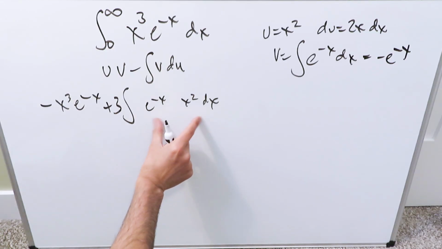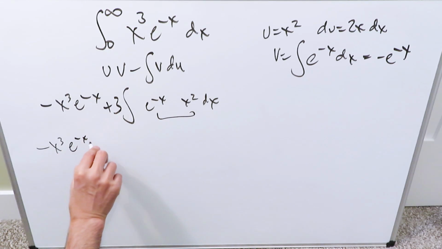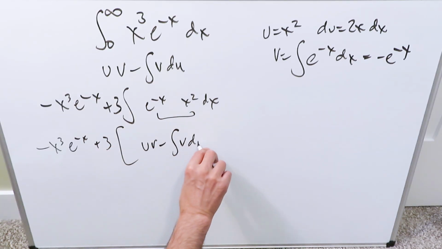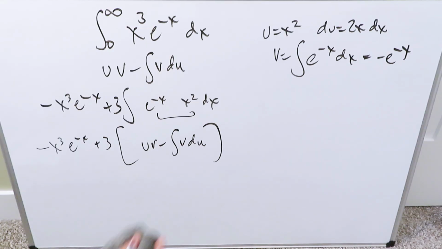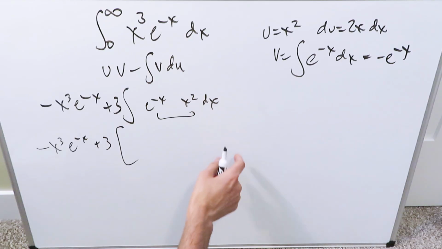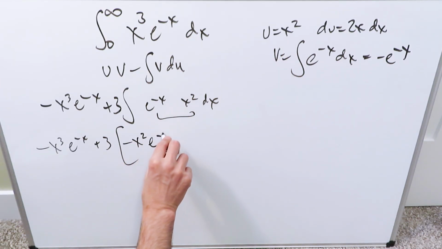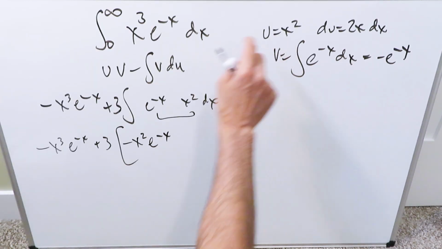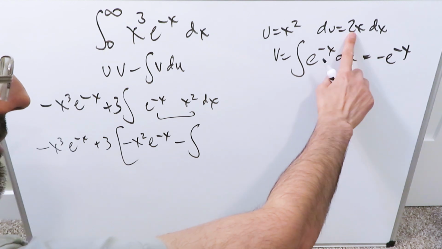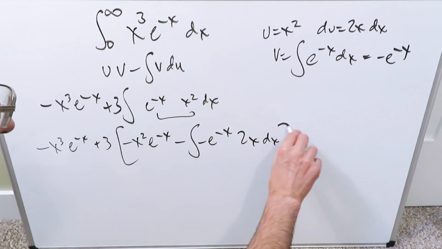Now we do another round right over here. I have here minus x cubed e to the minus x plus 3, and then I'm doing here uv minus integral v du, and you know that. But for convenience sake, let's remove this and bring in the substitutions. uv, I have a u and a v. There'll be a minus x squared e to the minus x. Same thing, minus is coming here and I'm attaching with that. Then I have a minus integral v du. I have a 2x in that: minus e to the minus x, 2x dx, close the parentheses.